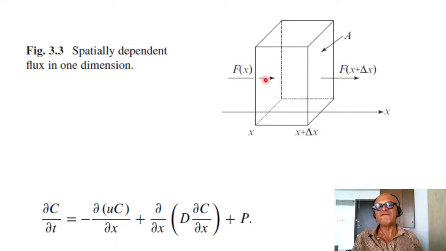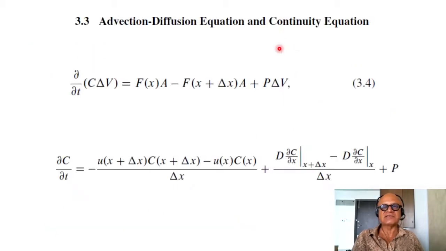So you have fx here and fx plus delta x here, the flux. Similarly, you can have fy in this direction. So fy and fy plus delta y, and in the z direction you would have fz and fz plus delta z. That's typically how we would do it. So let's say we're still doing x direction, so d/dt of C delta V, where delta V is now the volume, delta x, delta y, delta z.